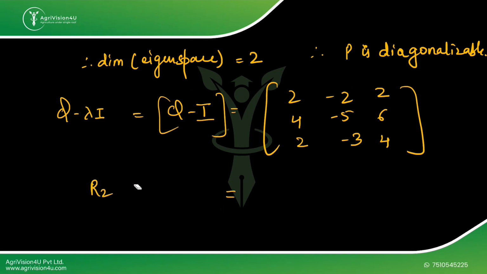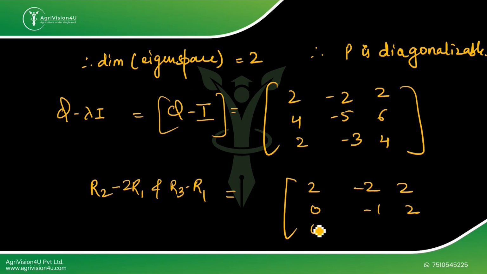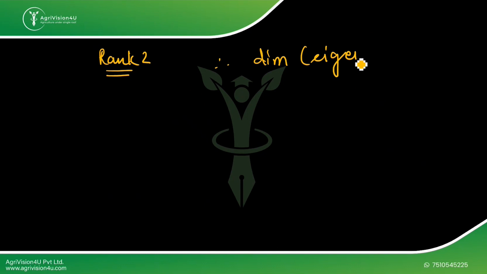By reducing R2 minus 2R1 and R3 minus R1, you will get 2, minus 2, 2, then 0, minus 1, 2, and 0, minus 1, 2, right? Here you can see these two rows are dependent. So it means here you are getting rank 2. Rank 2. But the dimension of the eigenspace is 1 here. That means Q is not diagonalizable.